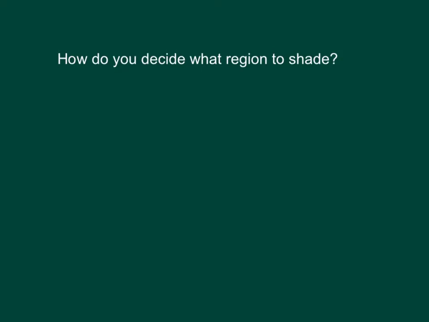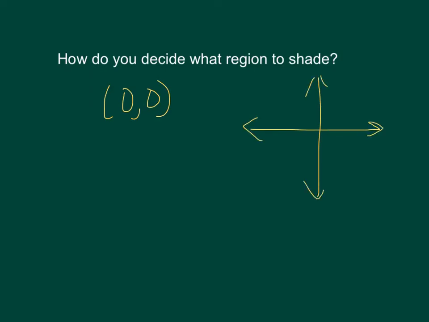How do you decide what region to shade? We pick the point 0, 0, as long as the line's not going through there. So if we have our XY axis, and my line is going above 0, 0, I'm going to pick 0, 0 and determine if it's a true or false statement. If it's a false statement, I would shade this side. If I plug in 0, 0, which is right here, and it's a true statement, I want to shade the side that's true.